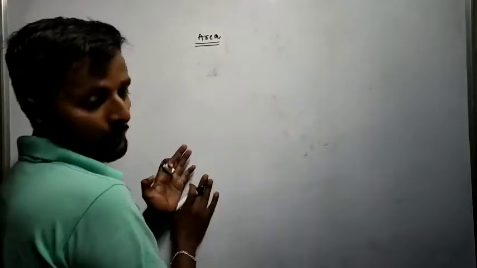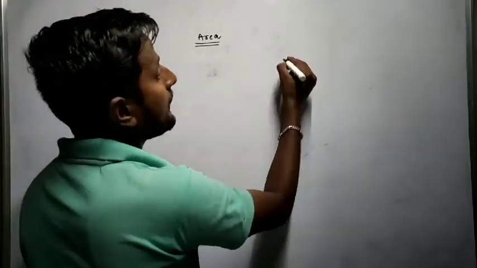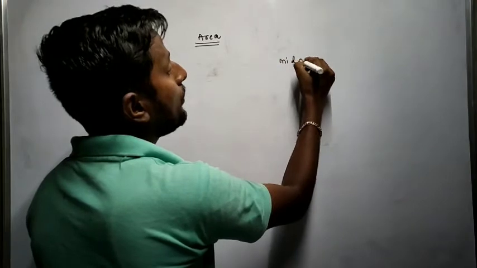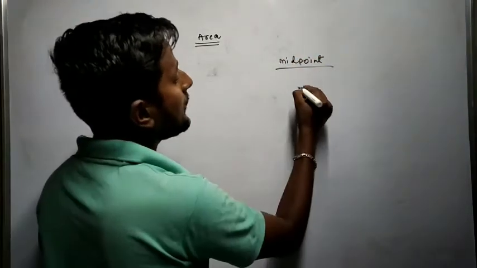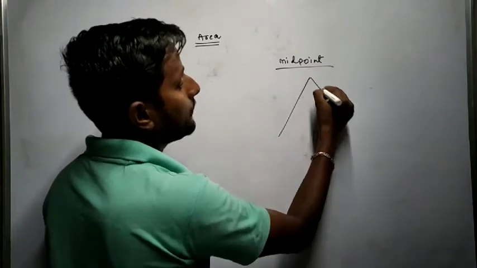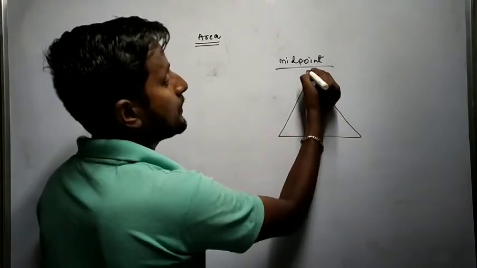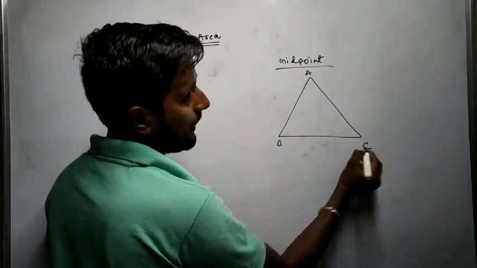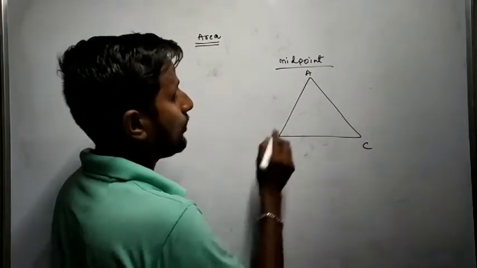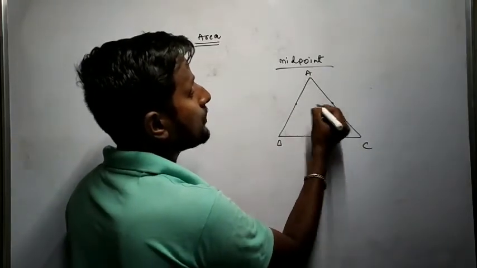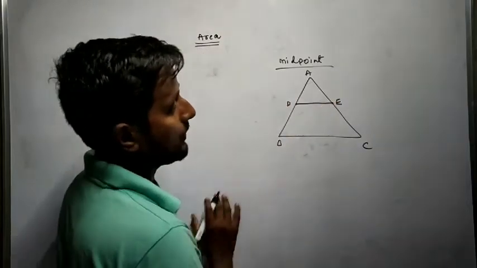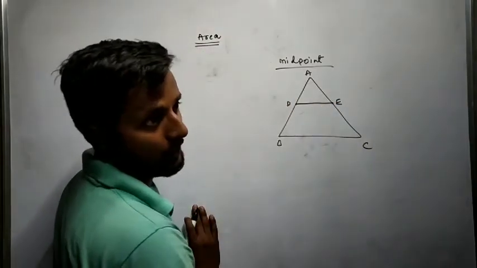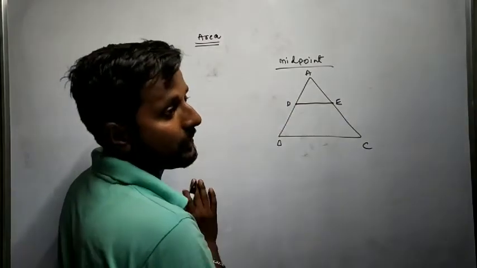Next, before entering the chapter, there is one theorem of class 9 I want to recall. That is the midpoint theorem. The midpoint theorem tells about a triangle. ABC is a triangle. If you take the midpoints of two sides of a triangle and join them, D and E both are midpoints. So what will happen?